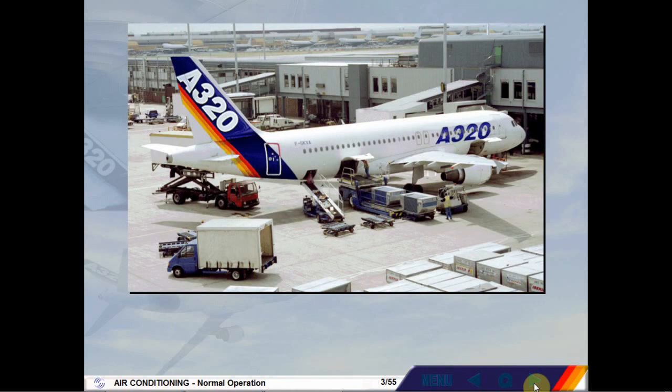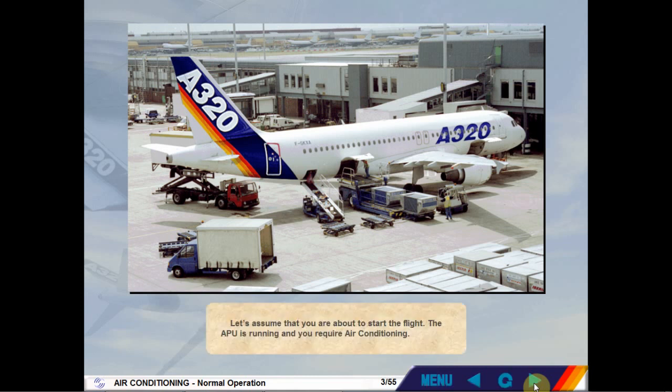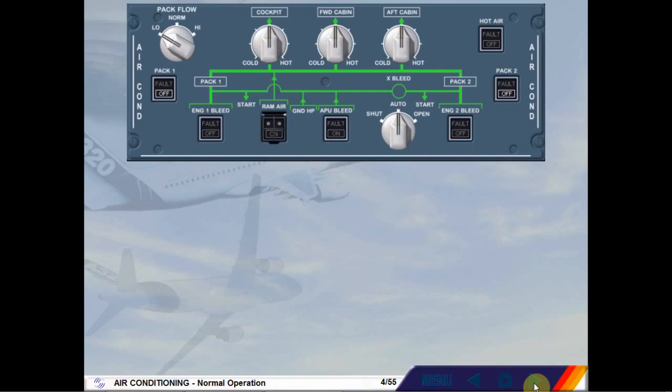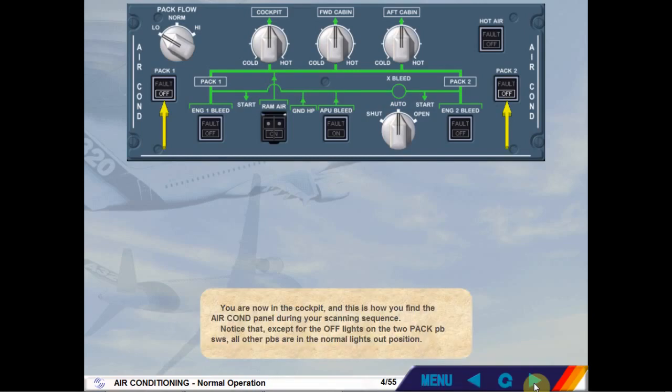Let's assume that you are about to start the flight. The APU is running and you require air conditioning. You are now in the cockpit, and this is how you find the air conditioning panel during your scanning sequence. Notice that, except for the off lights on the two pack push-button switches, all other push buttons are in the normal lights out position.